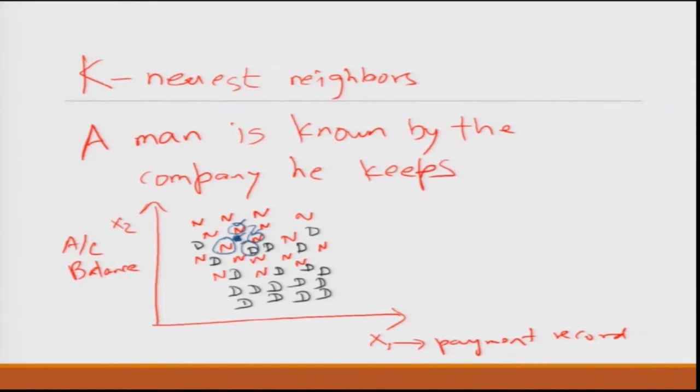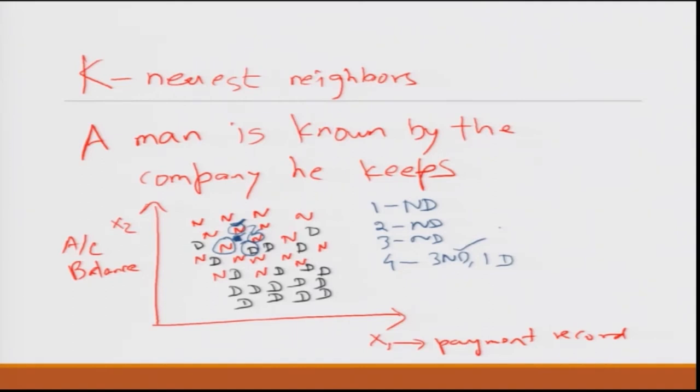So, if I make a rule that I will classify a person as per his closest neighbor, in that case I will choose this fellow and say that this record is a non-defaulter. However, if I choose two closest neighbors, for 1 he is a non-defaulter, for 2 he is a non-defaulter. If I choose 3, again he is a non-defaulter. If I choose 4 points, then 3 points say he is a non-defaulter, 1 point says he is a defaulter. You do a majority vote and you still say that he is a non-defaulter.